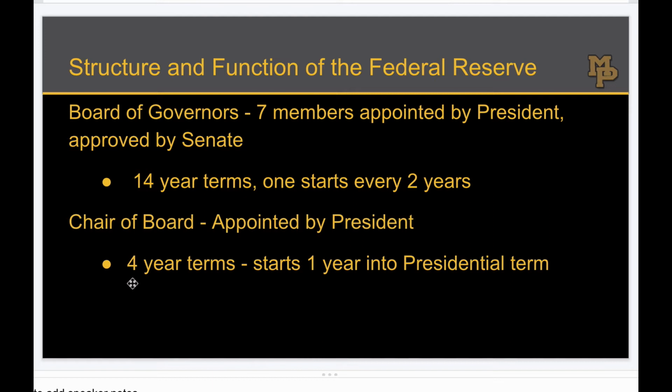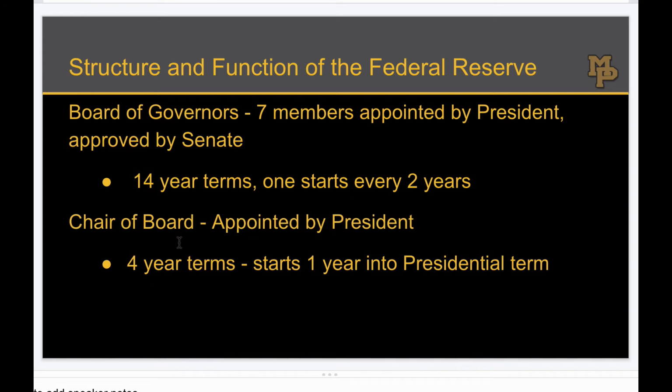So the Federal Reserve is made up of the Board of Governors. Those are 7 members appointed by the President and approved by the Senate. They serve 14-year terms, and one term starts every 2 years. There's a chair of the board that's appointed by the president, and he or she serves a 4-year term. They start 1 year into a presidential term, so there's some continuity there. As presidents are elected, they don't immediately start changing the head of our money supply around.